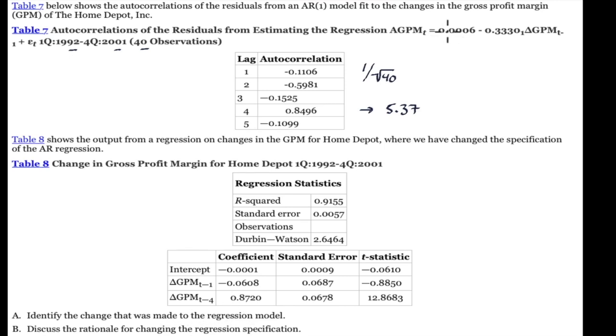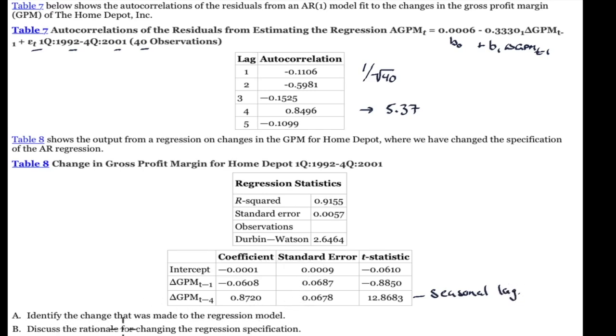Well, what did we estimate first? This is our B0 plus, and even though it's negative, we'll put plus, B1 and the change in GPM lagged, t minus 1, plus the error term. And now we have a t minus 4, not just a t minus 1 lag, t minus 4. So this is what's new: we have a seasonal lag. So that is the change that was made to the regression model.